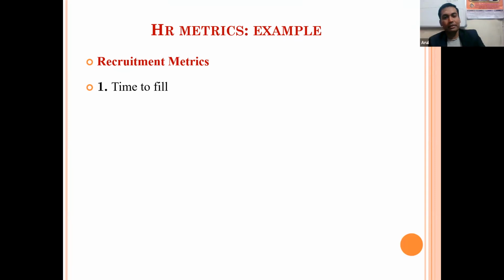Right. Any perspective from anyone regarding the time to fill metric? Are we using this metric? What is the objective behind this metric?